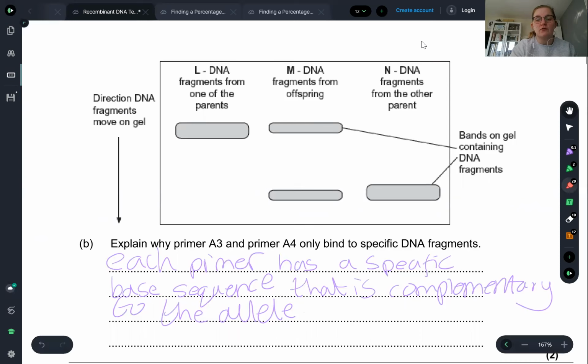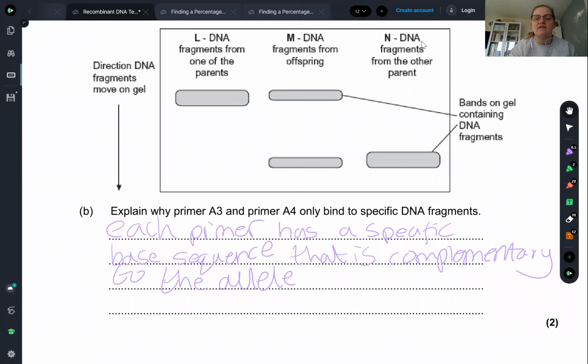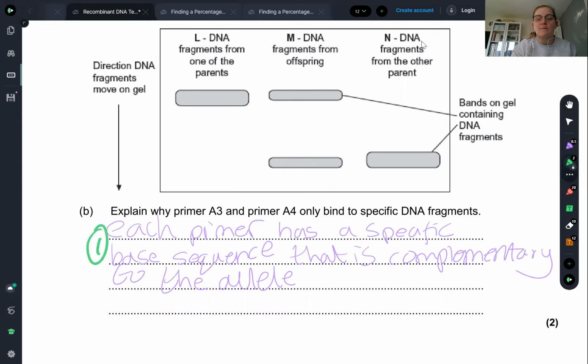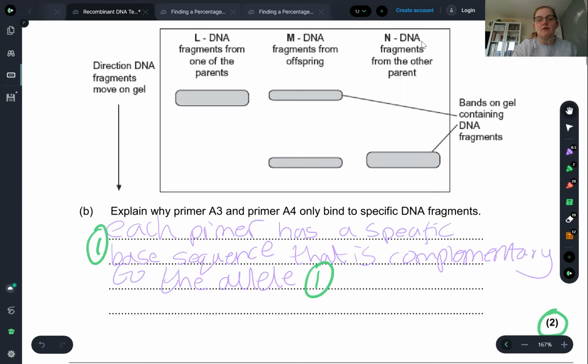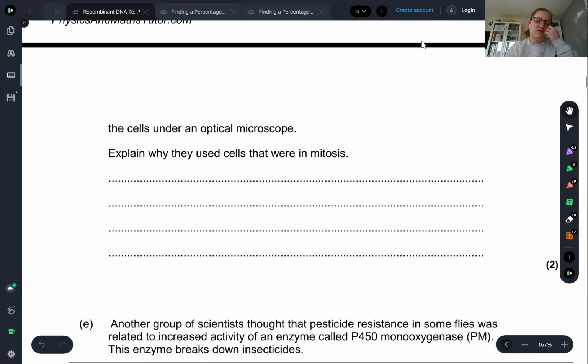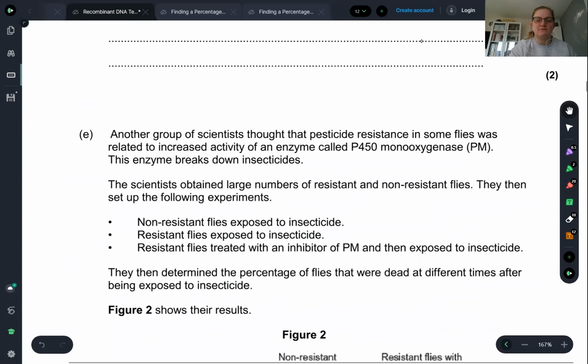And we will cover this in a bit more detail again, but I want to quickly do this one as well. And the answer here is that each primer has a specific base sequence. So that will give you your first mark. And that base sequence is complementary to the allele. Therefore, they only bind to those specific DNA fragments, giving you the full 2 marks on that question. We'll skip past the rest of that because it's looking more like PCR and lots of other different information that we don't need to do at the minute, but we will cover it at a later date.